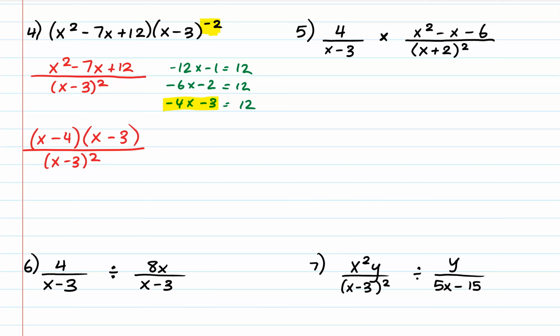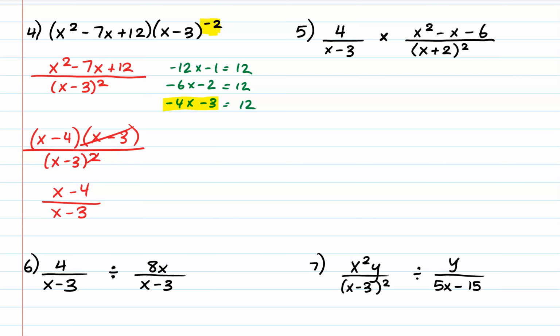Now because I want to cancel this out, I've got an x minus 3 up top and I've got x minus 3 squared down the bottom. So I'm going to get rid of one of those. So I'm just left with x minus 4 over x minus 3. And that is my answer, simplified.